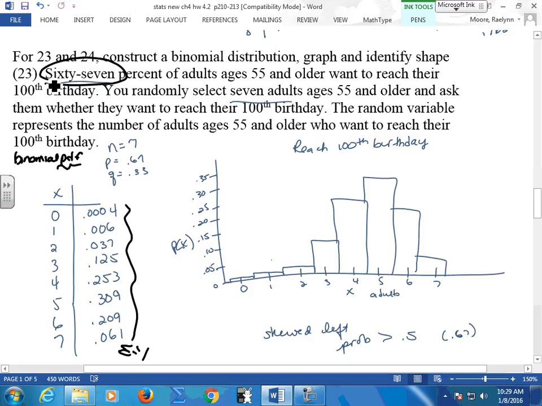So 67% of adults 55 and older want to reach their 100th birthday. You randomly select 7 adults, this is your N, and you ask them if they want to reach their 100th birthday. They say yes, they say no. Success, failure. So 67% is our P, 1 minus 67% is your Q, and if you put this in your binomial PDF, it's N, P, X. N is your trials, 7, probability of success, and start from 0 and go to 7.